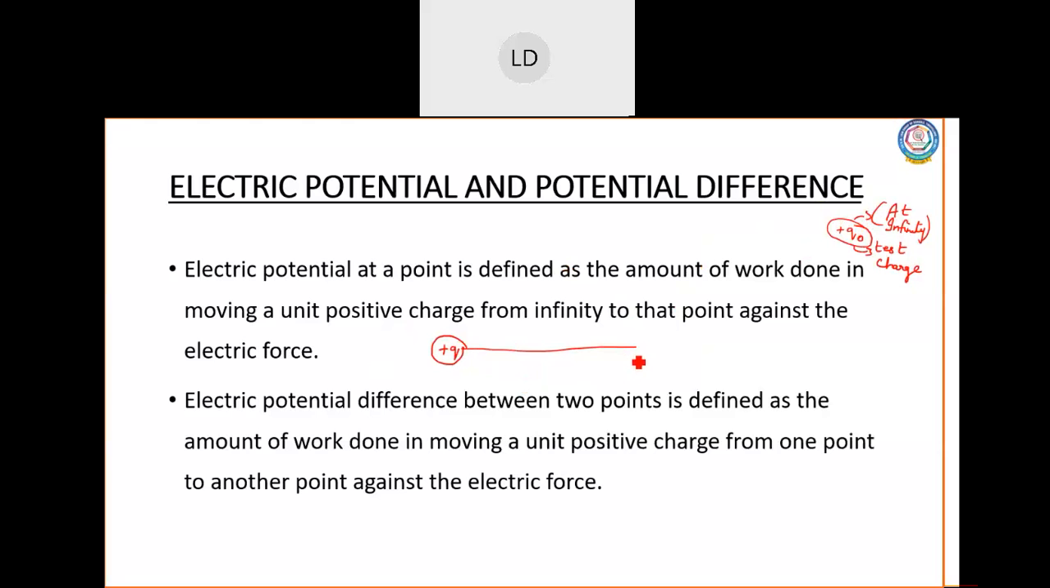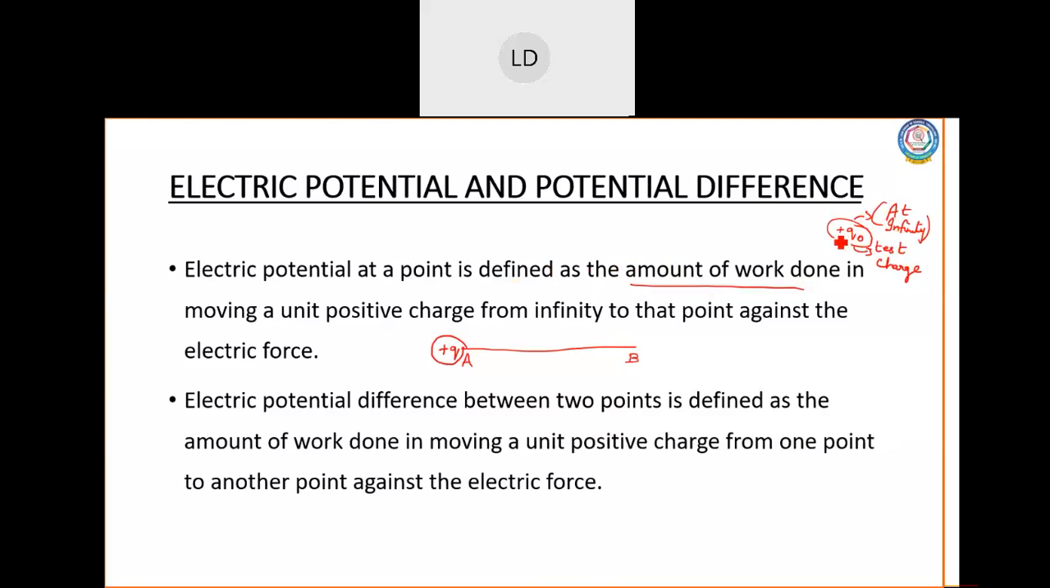Let us consider this position to be B, and this charge is at A. Now this charge has created an electric field. Now B is in the electric field. Now I want to bring this test charge to B. What should I do for that? I have to do some work. Yes or no? So what is the amount of work done? I have to do some work to bring the test charge.